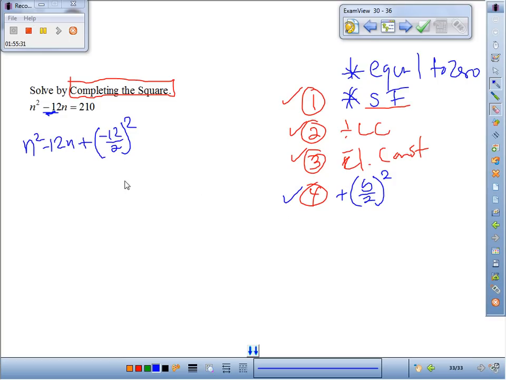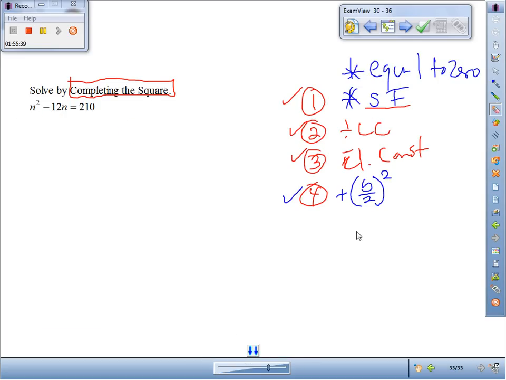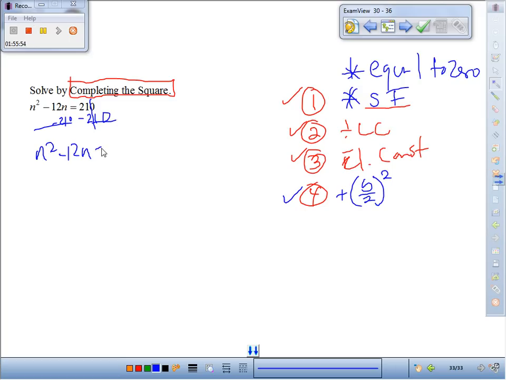Okay, let me backtrack. I see some of you looking at me like you want to give me money? No? Okay. Here we go. I'm going to go through all the process. Let's make it into standard form. Minus 210, minus 210. We're left with n squared minus 12n minus 210 equal to 0.